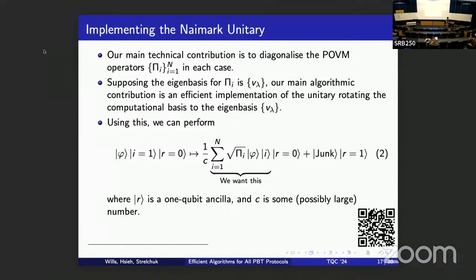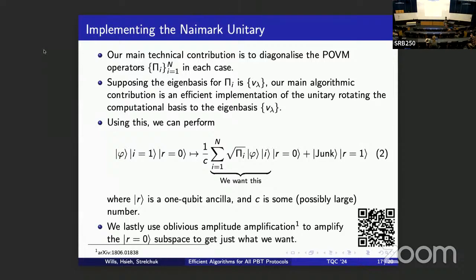What we do is we attach another one-qubit ancilla, and we do this operation. The way we do it is we rotate into the eigenbasis of the POVM operators, attach the eigenvalues, and then we rotate back. But the problem, of course, is just attaching the eigenvalues is not a unitary operation. And so we essentially attach the eigenvalues in this R equals 0 space and then rotate all of the junk, everything we don't want, into the R equals 1 space. And that gives us this scaled version of what we want plus junk in the R equals 1 space.